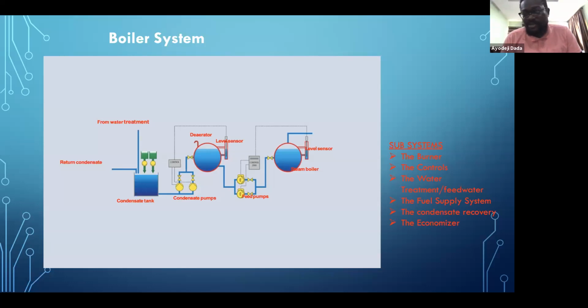We've already talked about the subsystems of the boiler earlier: the burner, the controls, the water treatment and feed water system, the fuel supply system, the condensate recovery systems, and of course, in some cases, the economizer. This picture is just to give us an overview of what a boiler looks like.